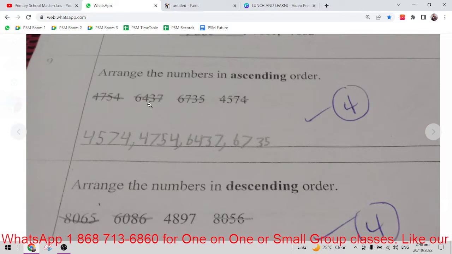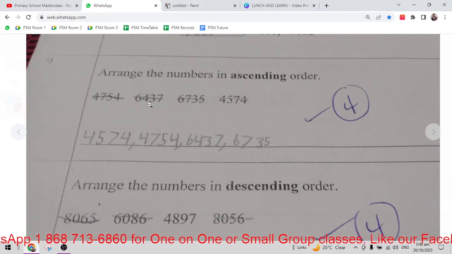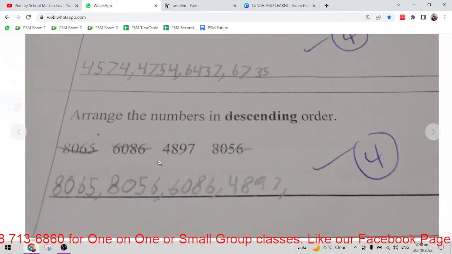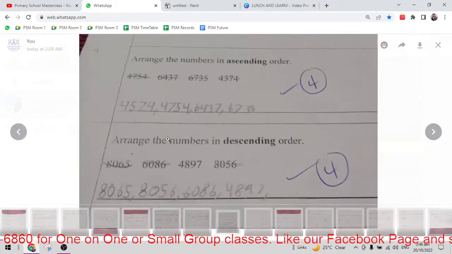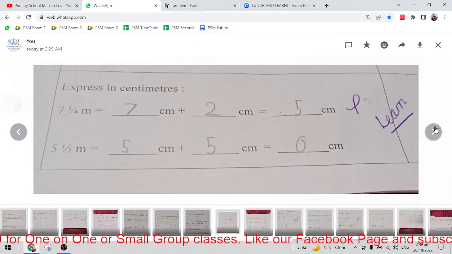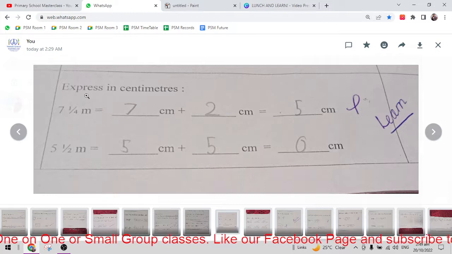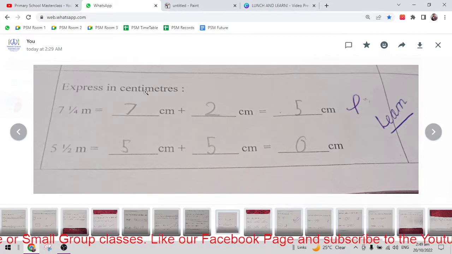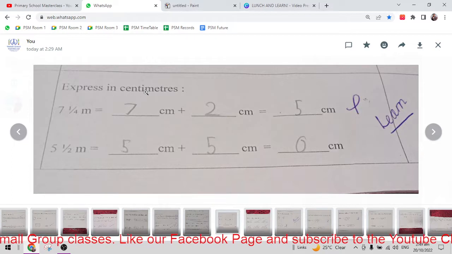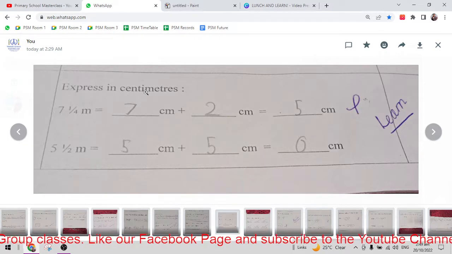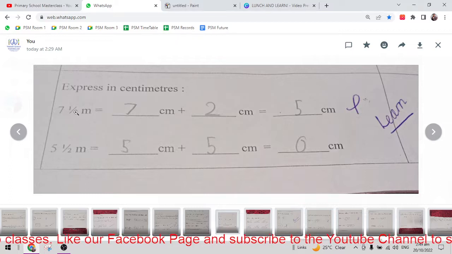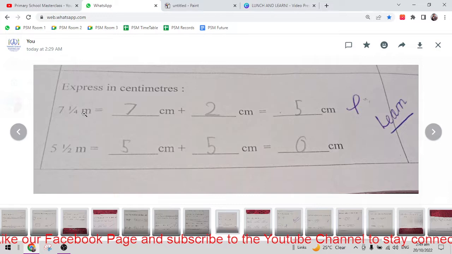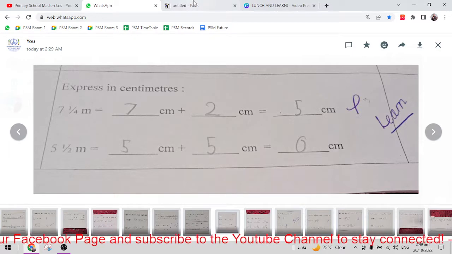So you really need to focus on your numbers. Yeah, ascending order is from smallest to biggest. Descending is from biggest to smallest. Excellent work there. Very happy to see that. Okay, so we have here, expressed in centimeters. So we have here 7¼ m, and m is not in centimeters.